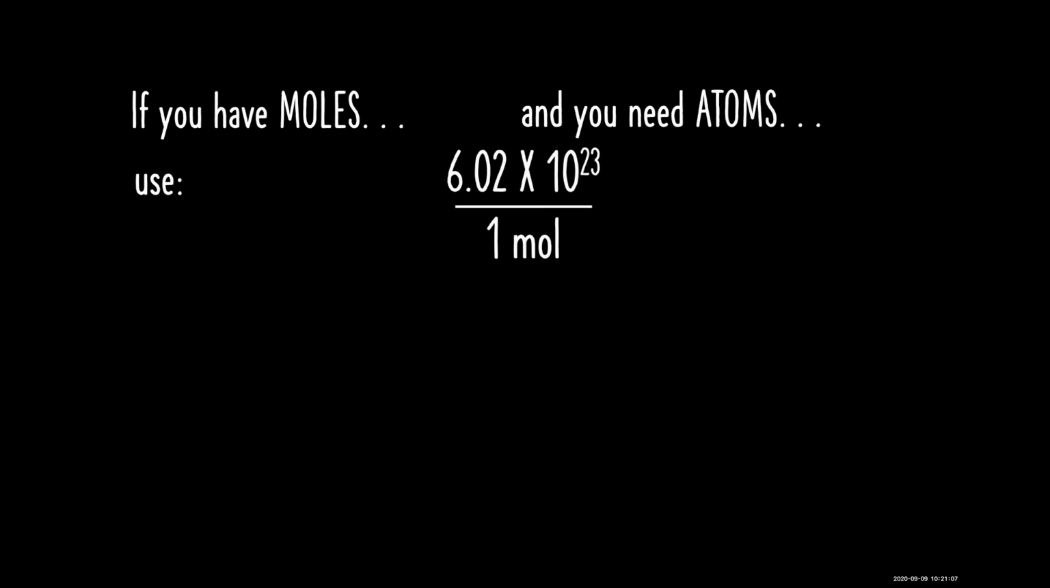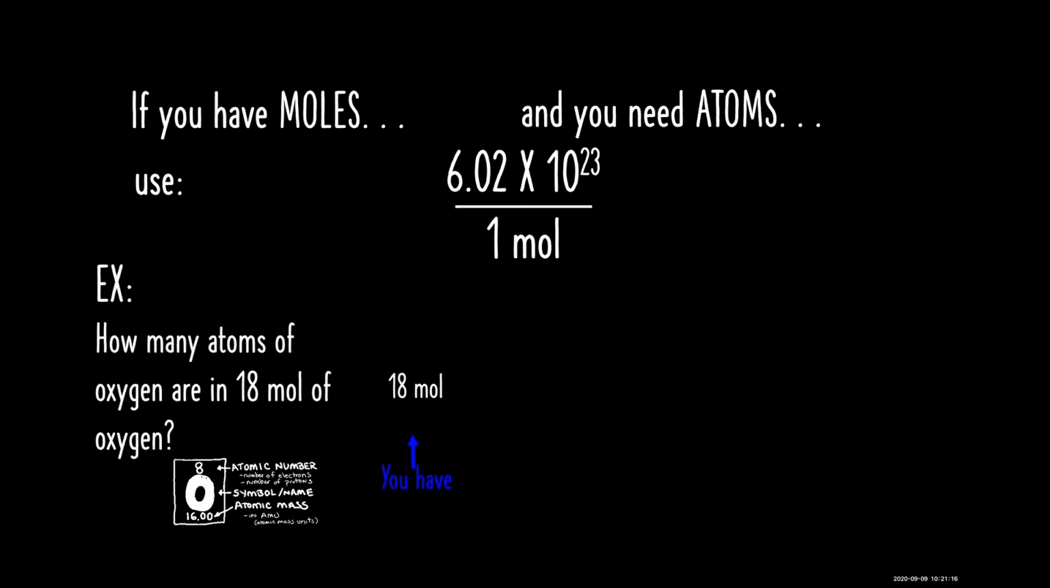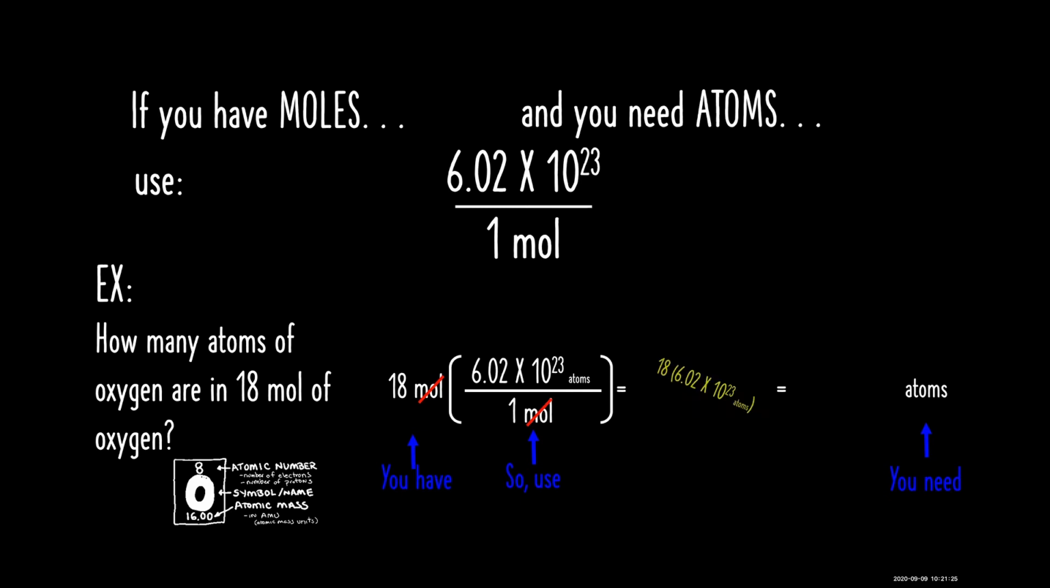If you have moles and you need atoms, use this conversion factor, Avogadro's number over 1 mole. For example, how many atoms of oxygen are in 18 moles of oxygen? You have 18 moles, you need atoms. Multiply by the conversion factor. And your answer works out to be 10.8 times 10 to the 23rd atoms.